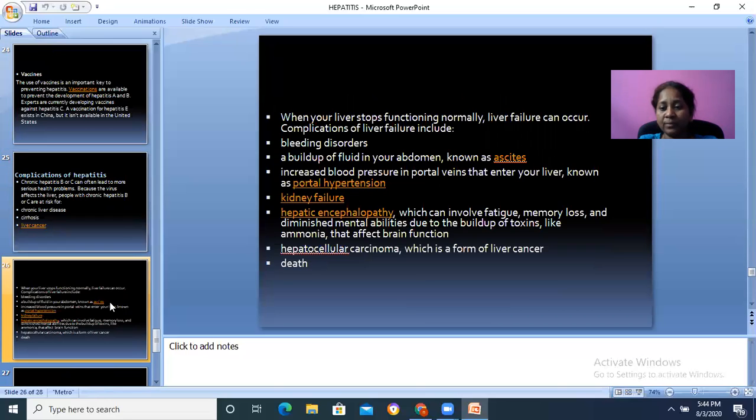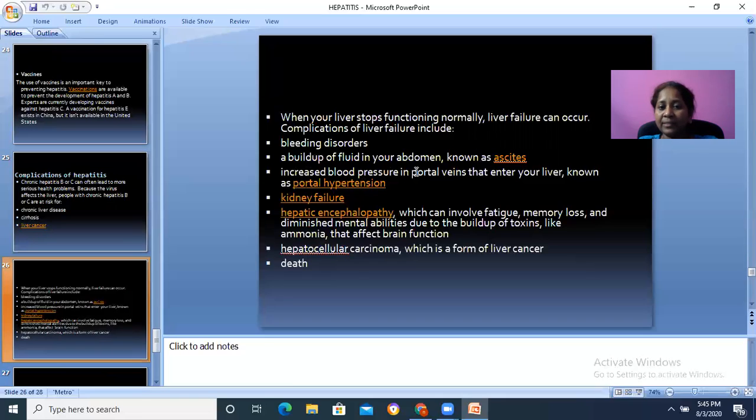When our liver stops functioning normally, liver failure can occur. What are all the complications of liver failure? Liver failure complications include bleeding disorders. Why? Because the liver's function is to produce fibrinogen, thromboplastin, and blood clotting factors. Another complication is a build-up of fluid in your abdomen, known as ascites.